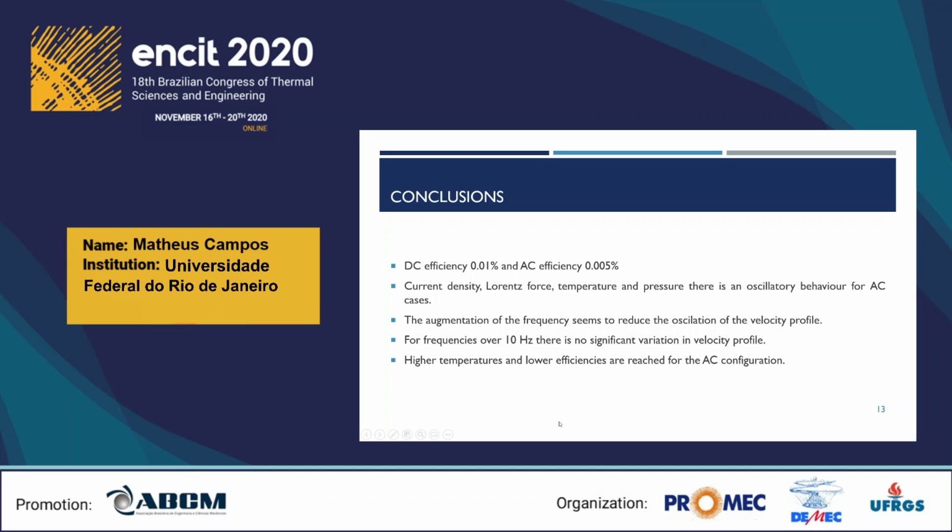And as a conclusion to this work, we can see in the results presented that current density, Lorentz force, temperature and pressure present an oscillatory behavior for the AC case that also happens for the velocity profile, but for frequencies over 10 Hz there is no significant variation in the velocity profile, while for those quantities there is a significant variation. We can also see that for the AC configuration, we reach higher temperatures and lower efficiency.